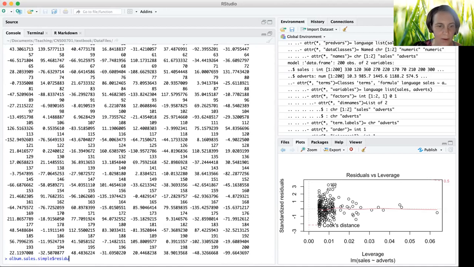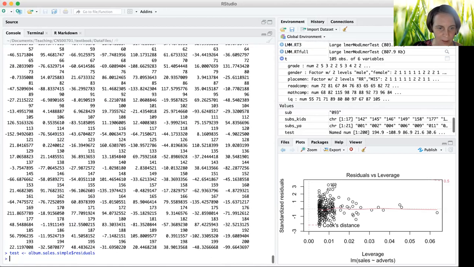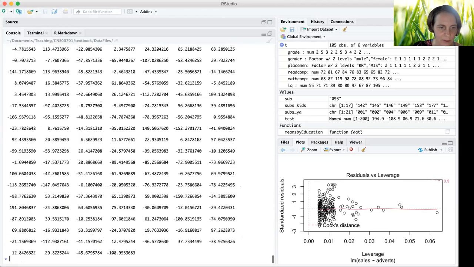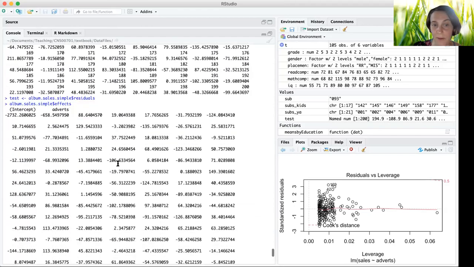Ideally, if you experiment yourself, you say, test, I'm just trying something here. So that's album.sales.simple, and now I want to look at what the residuals actually are. That's a little bit better. And then I look at what my test is here. Okay, so now it's a numeric vector, and these are the values. There are more elements that you can look into. So what about effects? Interesting. No idea what that is, but these are the effects.